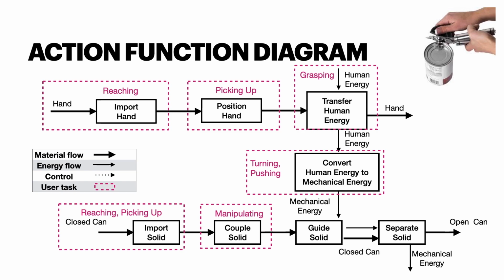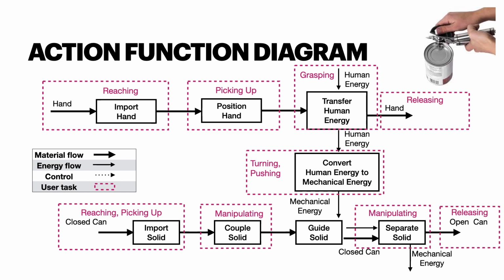And finally, we are going to do some human effort. We will do some grasping, some pushing, some turning to transfer that human input and transform it into mechanical energy. So then, at the end, we can finally separate ourselves from the device, and after some manipulation, we have the lid open and we have a can that is open and ready to use.